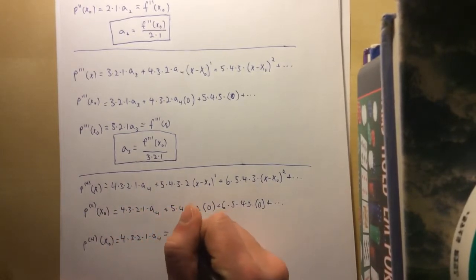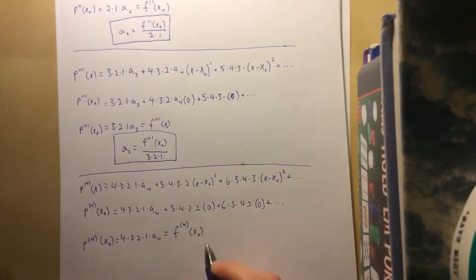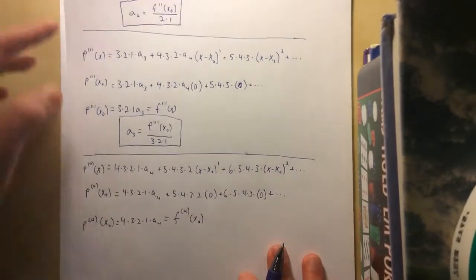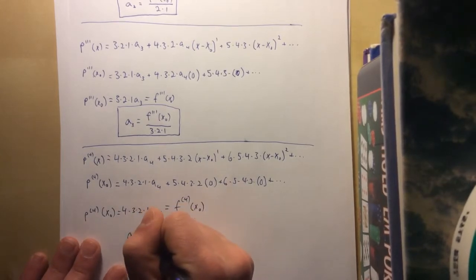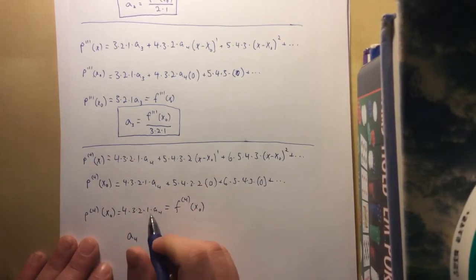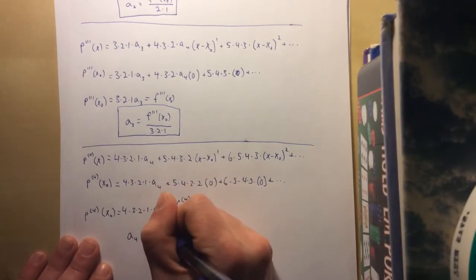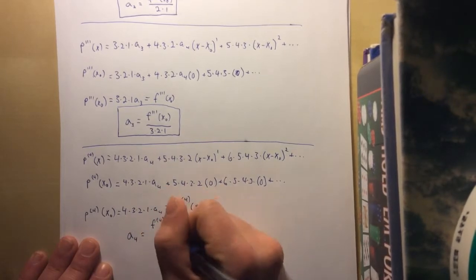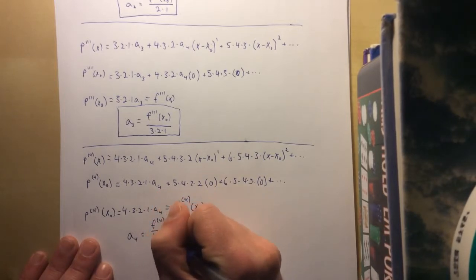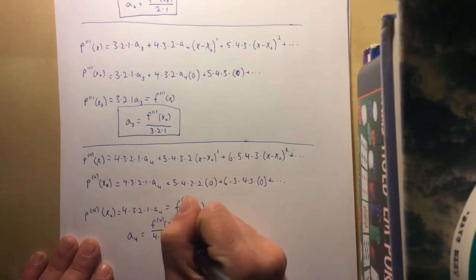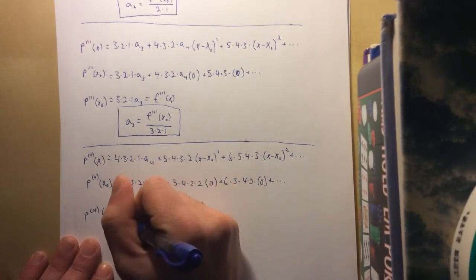And remember that it's equal to the fourth derivative of our function of interest at our centering point, and we want to solve for our constant, so divide both sides by 4 times 3 times 2 times 1. So our fourth constant is equal to f fourth derivative of x naught over 4 times 3 times 2 times 1.